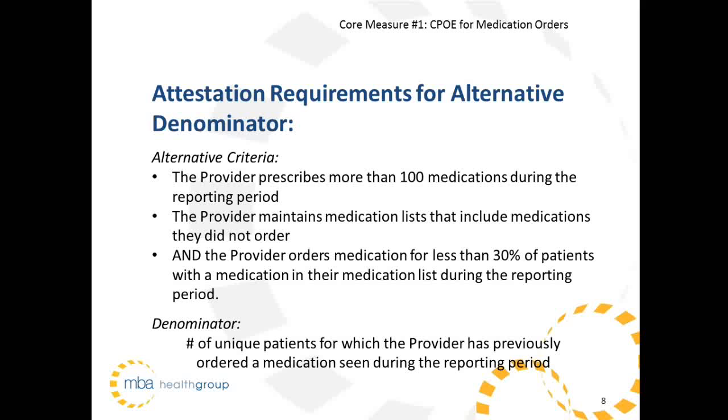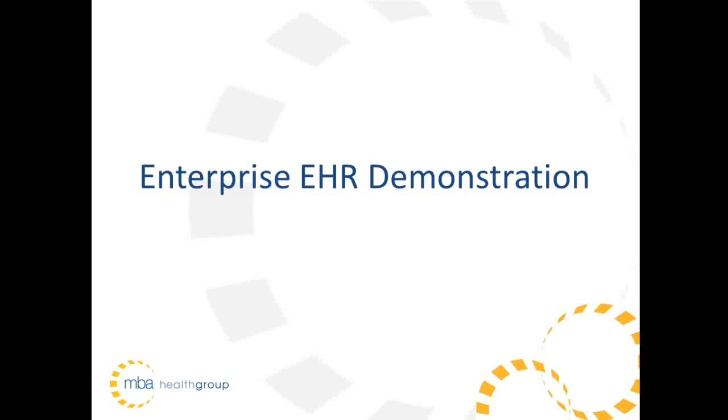Providers who do not meet the 3 criteria must still base their calculation on the number of unique patients with at least one medication in their medication list seen by the provider during the reporting period, regardless of who ordered the medication or medications in the patient's medication list. I will now demonstrate how you could achieve this measure using Enterprise EHR. So let me switch over to my test system here.